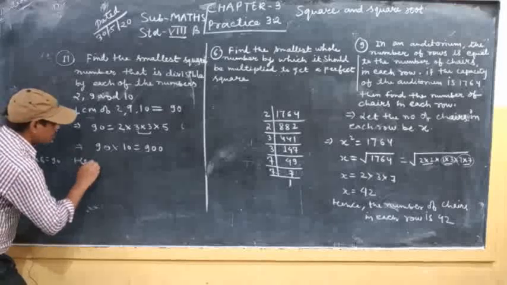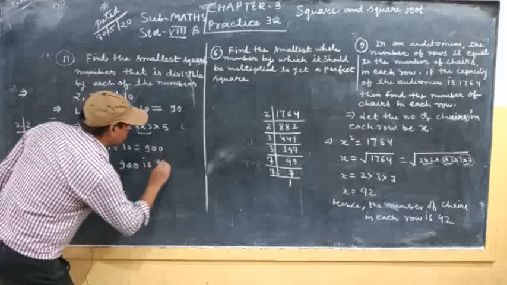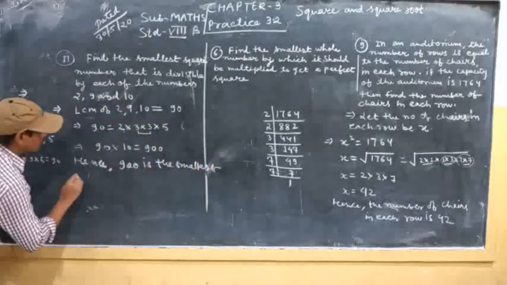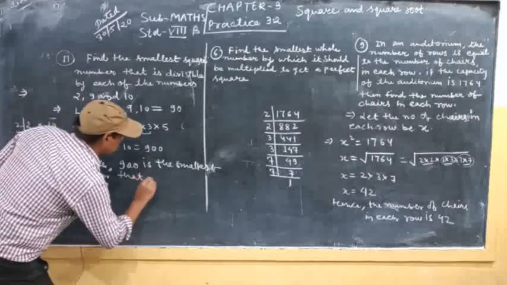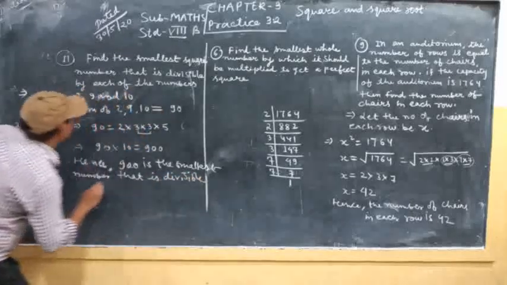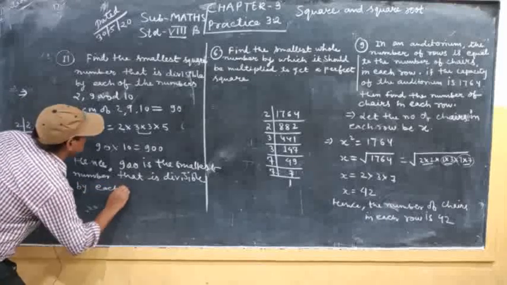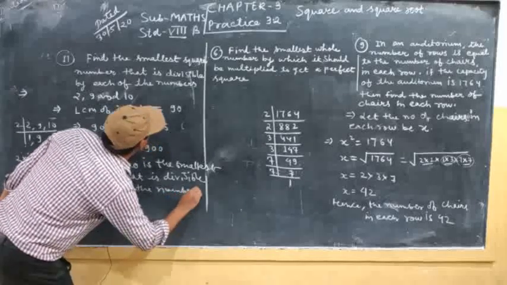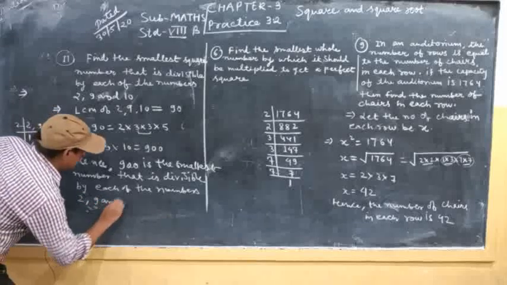Hence 900 is the smallest number that is divisible by each of the numbers 2, 9 and 10.